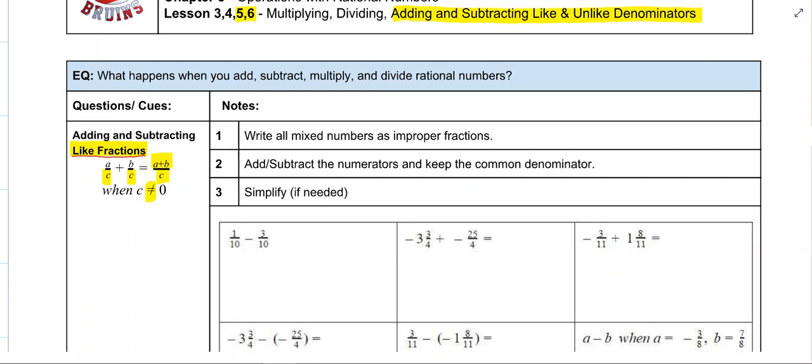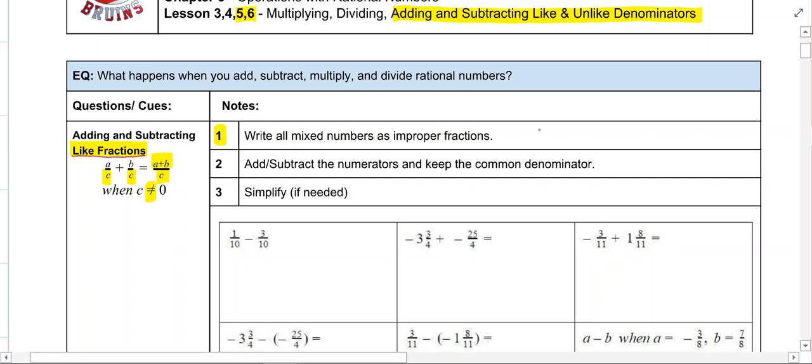Okay, so let's get into the notes here. First of all, we're going to do this one right here. Write all mixed numbers as improper fractions. Let's talk about what that means.